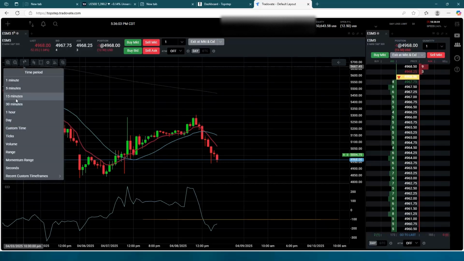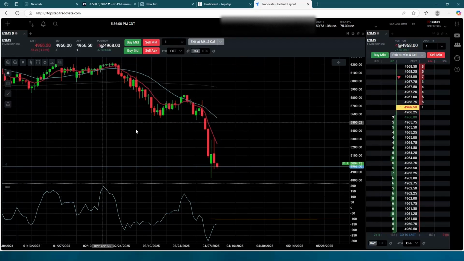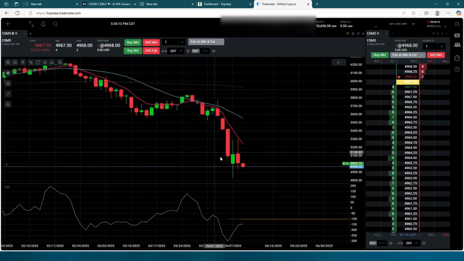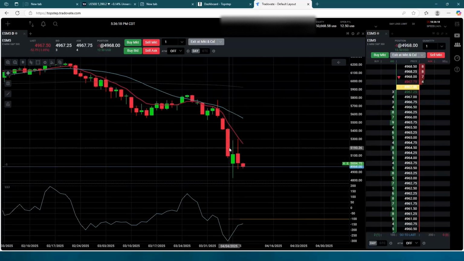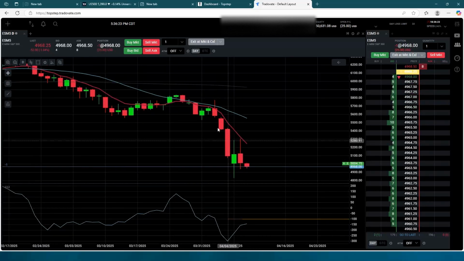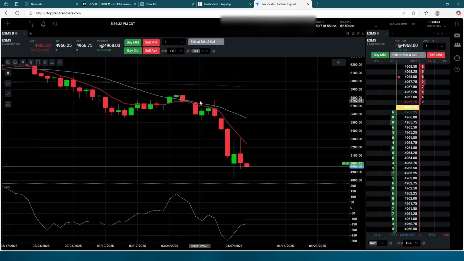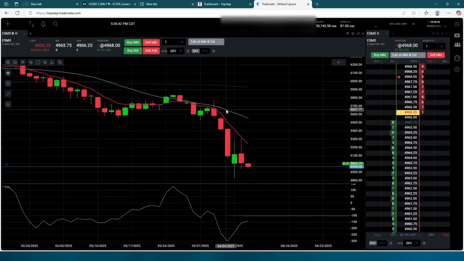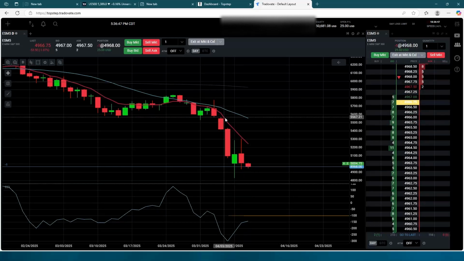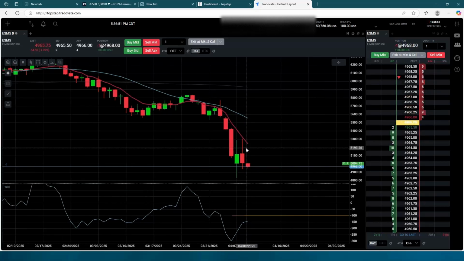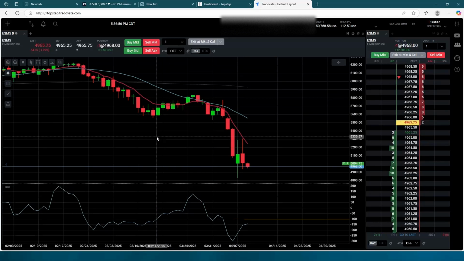All right, let's go to the daily. So each bar is 1 day. As you can see, same scenario. We're trading below the 200 moving average. We're trading below the 20-period moving average, which is the blue line, and of course the 8-period EMA. So it's the same thing no matter what time frame that you're looking at.